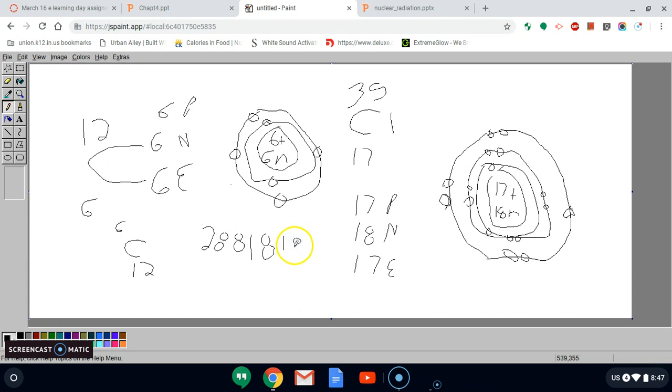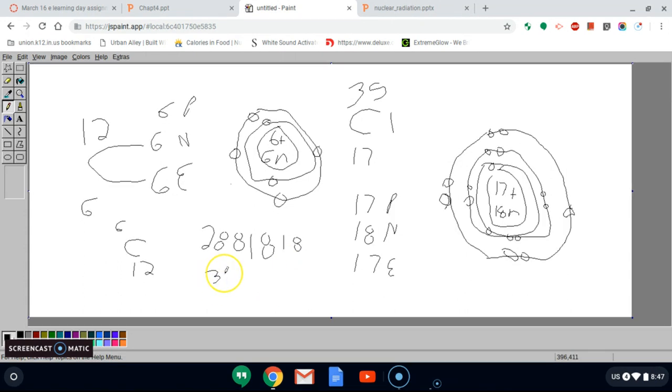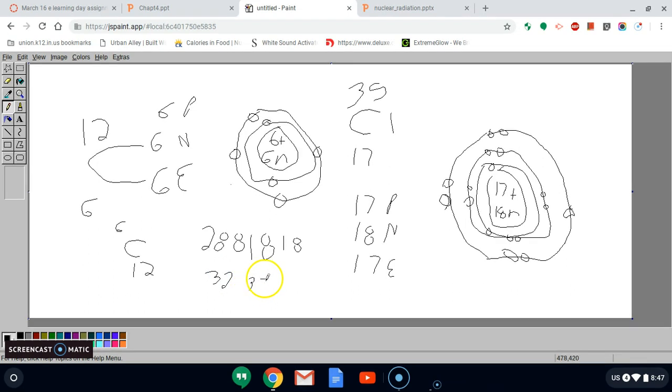Now, 2, 8, 8, 18, 18. Now, if we continued on this, it would be 32 and 32. Now, what I want you to notice is there's 1, 2, 3, 4, 5, 6, 7 numbers, and there's also 7 rows on your periodic table.